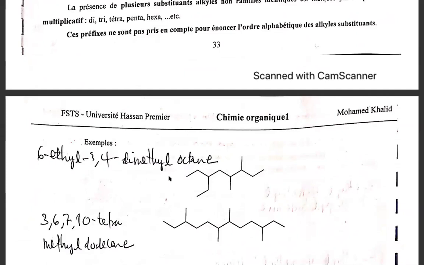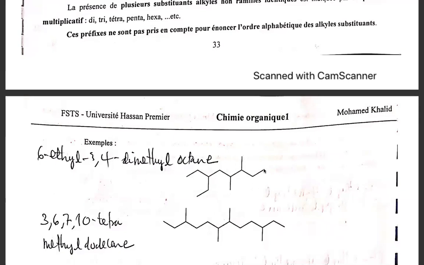Now in this case, which one comes first in the alphabet? This multiplication factor here does not affect the alphabet. This here is just to show that there are 2 of these. So when naming it, we are still going to apply the same principle. E comes first, then we have M. The di here is just a multiplication factor to show that we have 2 identical substituents.